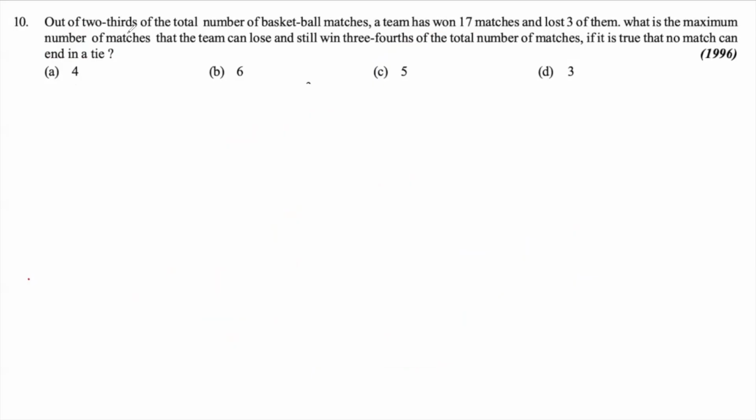All right, so out of 2/3 of the total number of basketball matches, a team has won 17 matches and lost 3 of them. What is the maximum number of matches that the team can lose and still win 3/4 of the total number of matches, if it is true that no match can end in a tie? No match can end in a tie would mean that every match has a decisive winner.